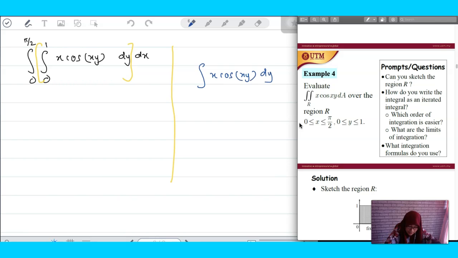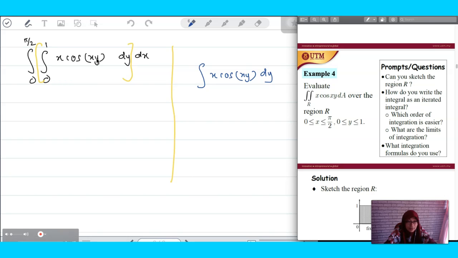Okay, since now you want to integrate with respect to y, and your y is inside the cos, in this case you don't need to use the by parts. By parts will not help you, because you need by parts if there is a combination between a polynomial and a trigonometric function, or an exponential function with a trigonometric function, or maybe a hyperbolic function. But in this case, your y is only inside the cos, so you don't need to use by parts.